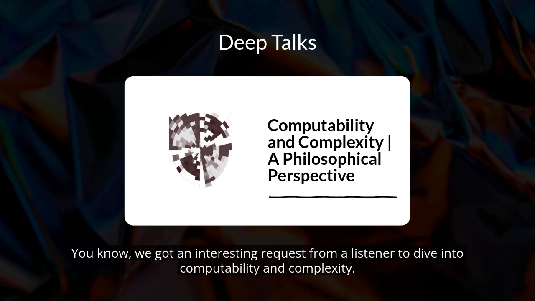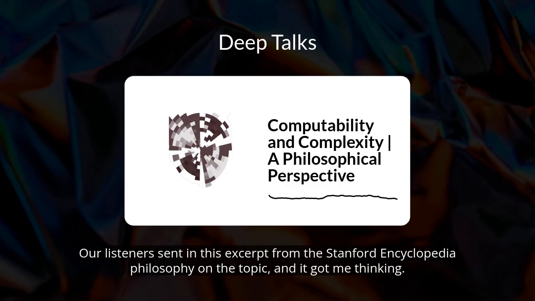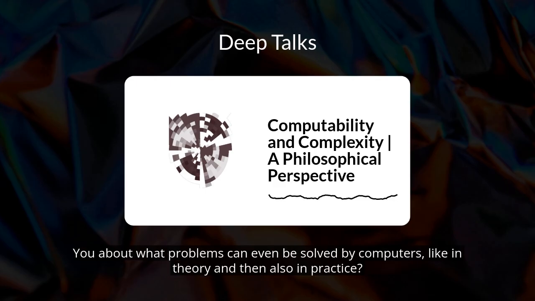We got an interesting request from a listener to dive into computability and complexity. I've got to say, it's a fascinating area where math and philosophy really collide. Our listener sent in this excerpt from the Stanford Encyclopedia of Philosophy on the topic. It got me thinking about what problems can even be solved by computers, in theory, and then also in practice, right?